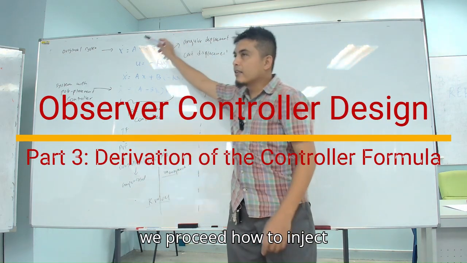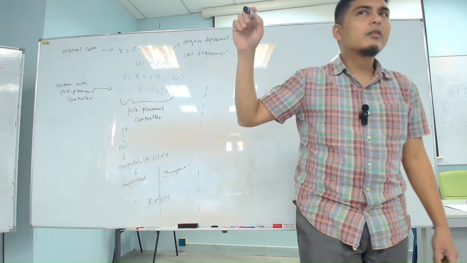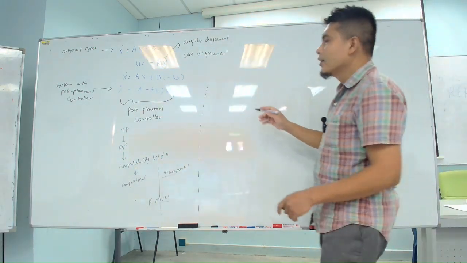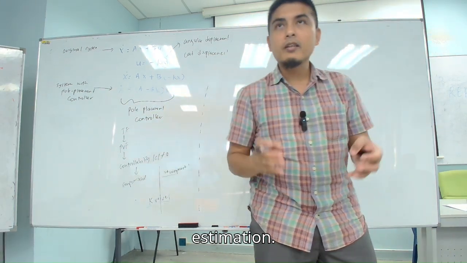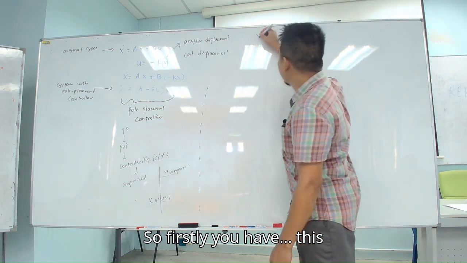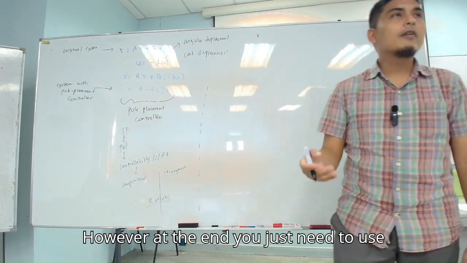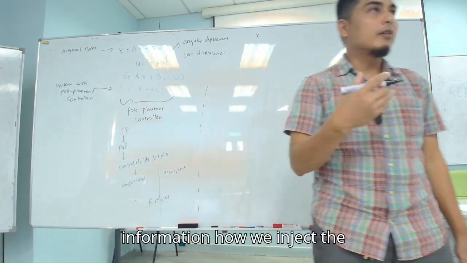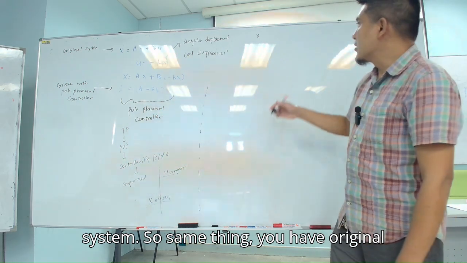We proceed with how to inject the observer controller into the original system. Because I say that this is about estimation. Estimation. So firstly, this is for your knowledge. Okay, how we inject. However, at the end you just need to use the formula only. But this is for your information, how we inject the observer controller into the original system.